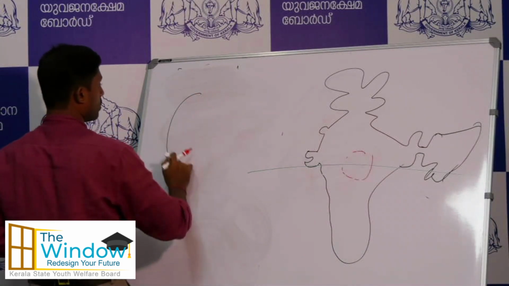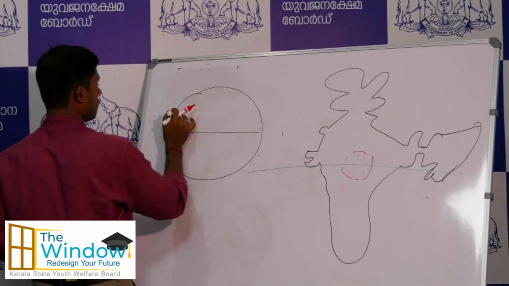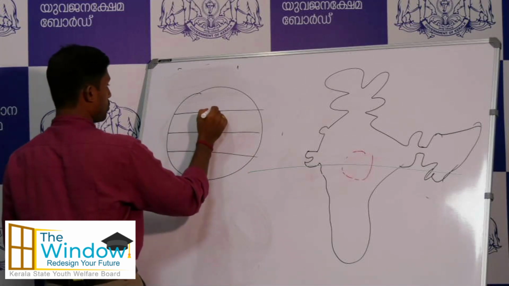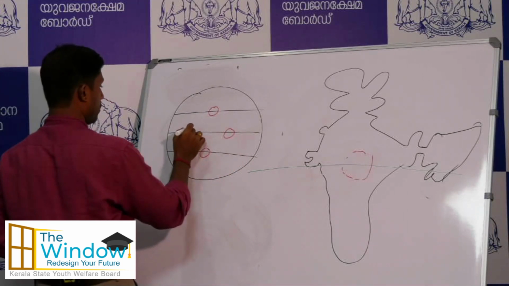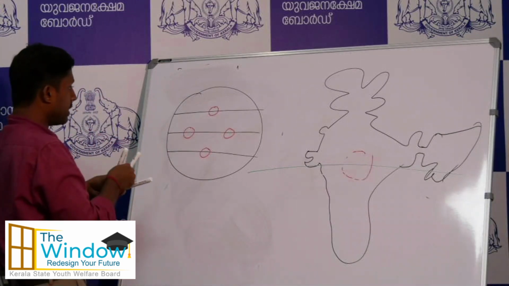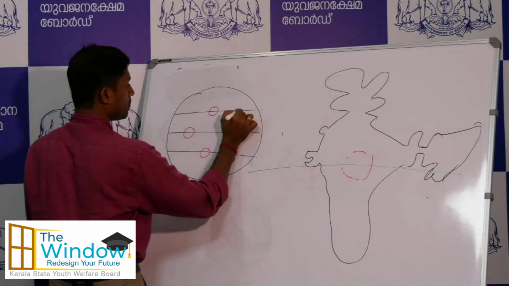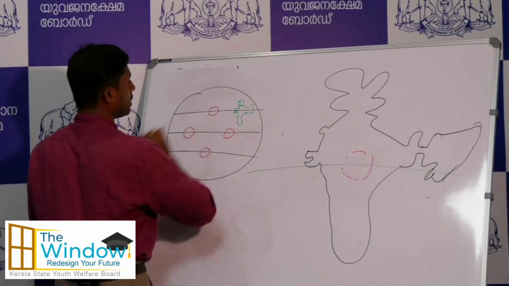So I hope you remember this figure. Different positions of the sun. June, this is the position of the sun. September, December and March. Now where is India in this figure? Can I say India is somewhere here? Yes or no? So this is India here.